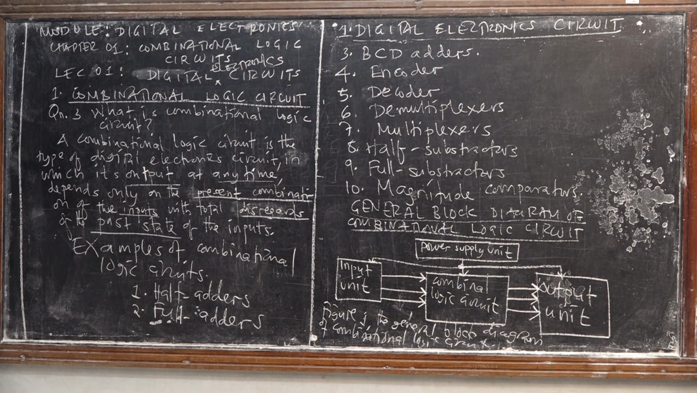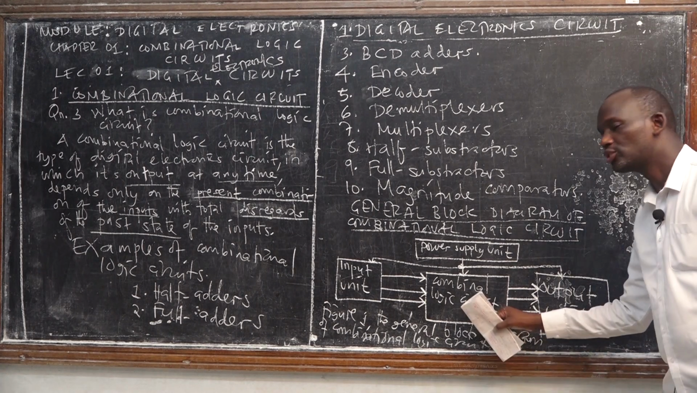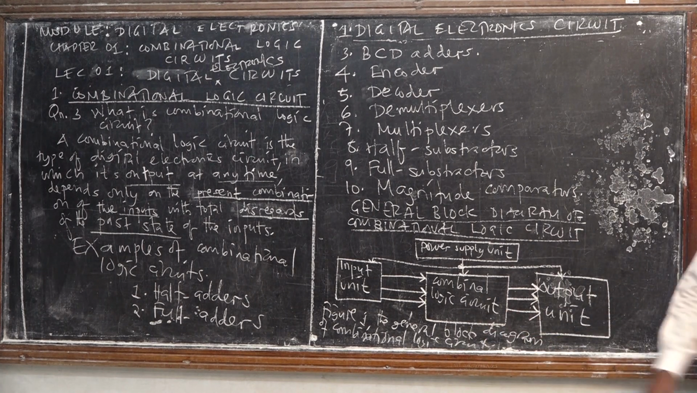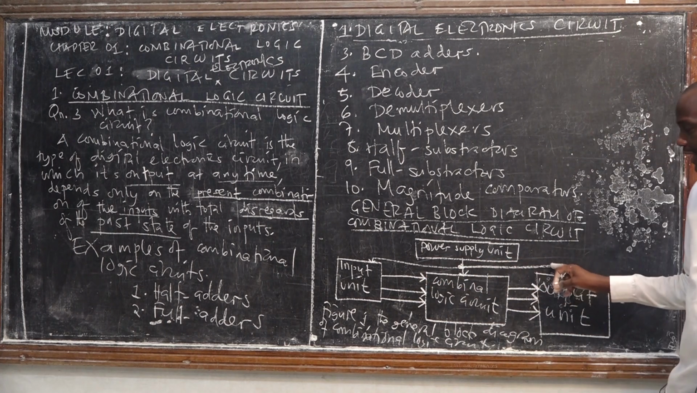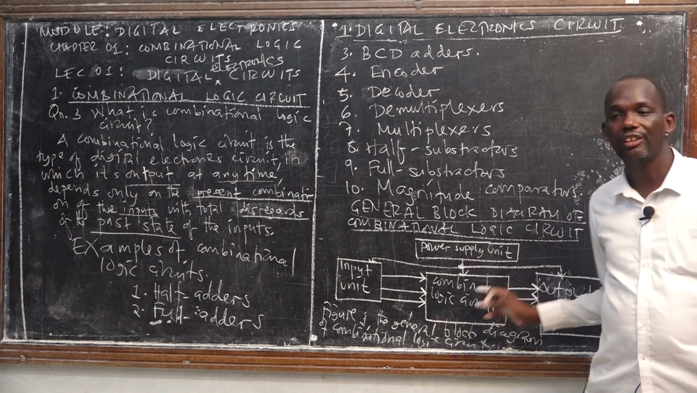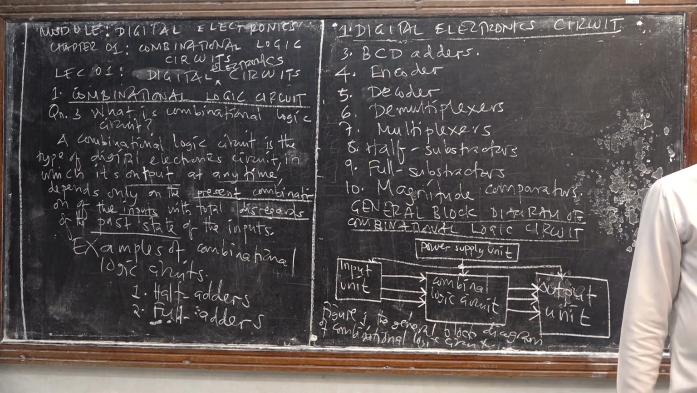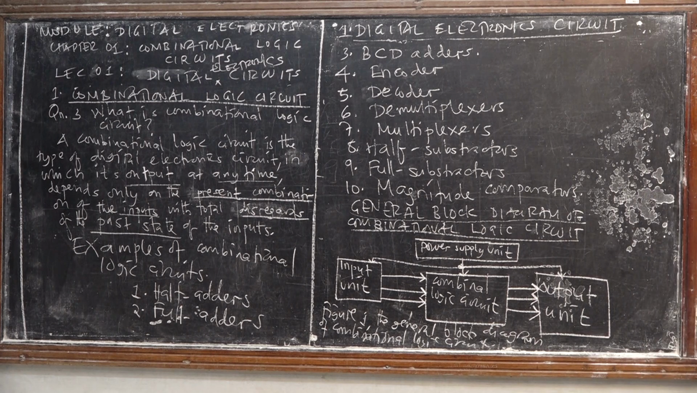Stop writing and stop drawing. Listen. How many blocks do you have there? Four blocks. The first block is called what? Power supply unit. Say power supply unit. It's just like a car. Can a car move without fuel or gas? Similarly, an electronic system cannot work without electricity. So this is the power source.